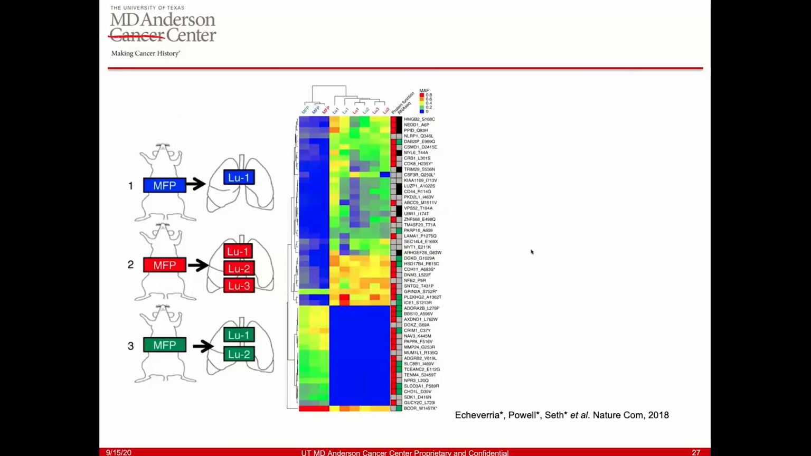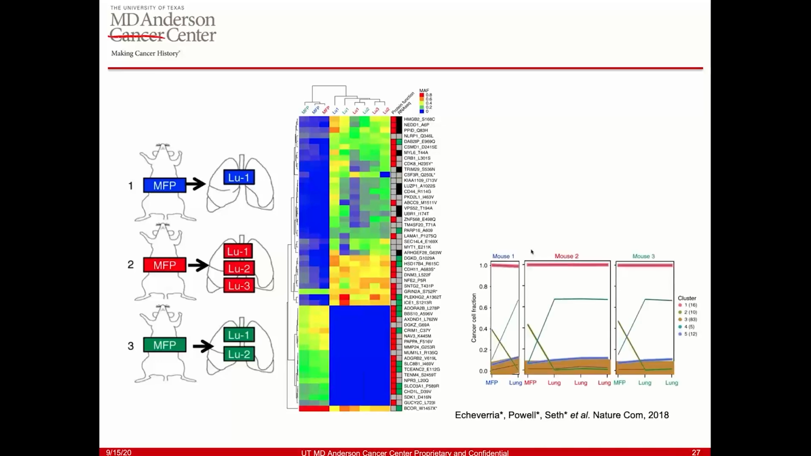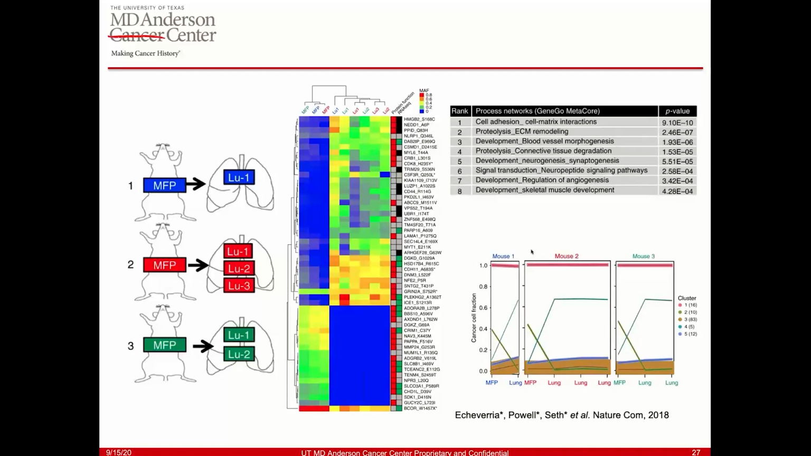In terms of the mutations, in contrast to what we saw with AC treatment, we actually do see a significant difference in variant allele fractions comparing the mammary fat pad versus, say, the lung metastasis. And in terms of RNA-seq, what we see is an enrichment of ECM, connective tissue, blood vessel, and cell matrix interaction in the metastatic sites, which makes sense.